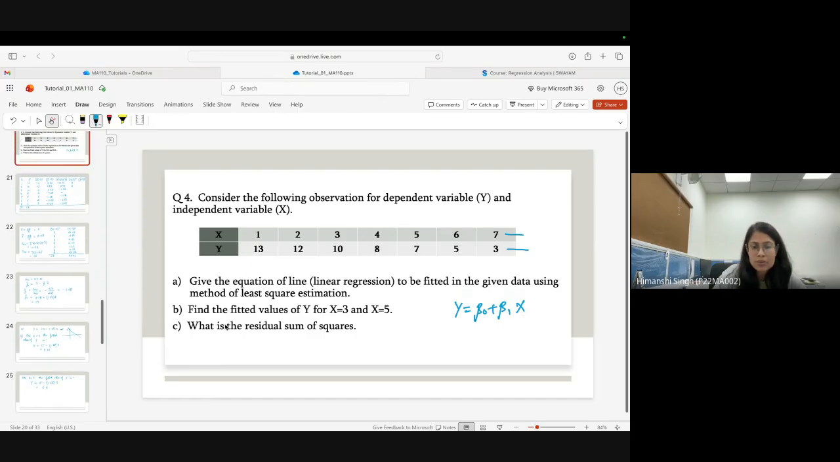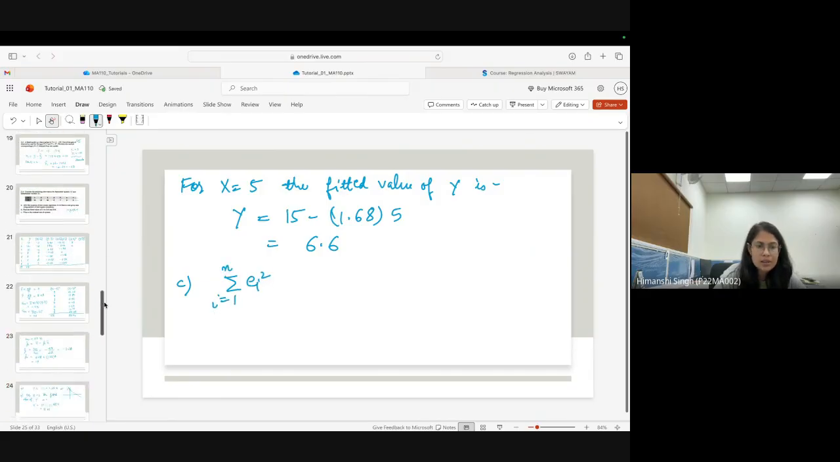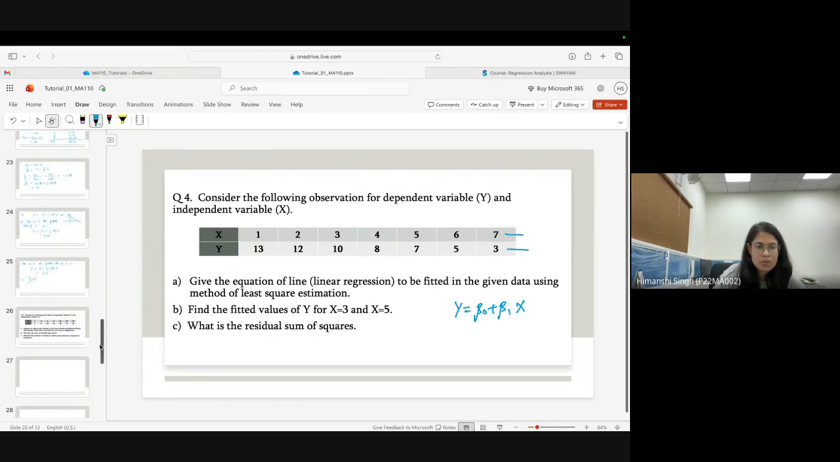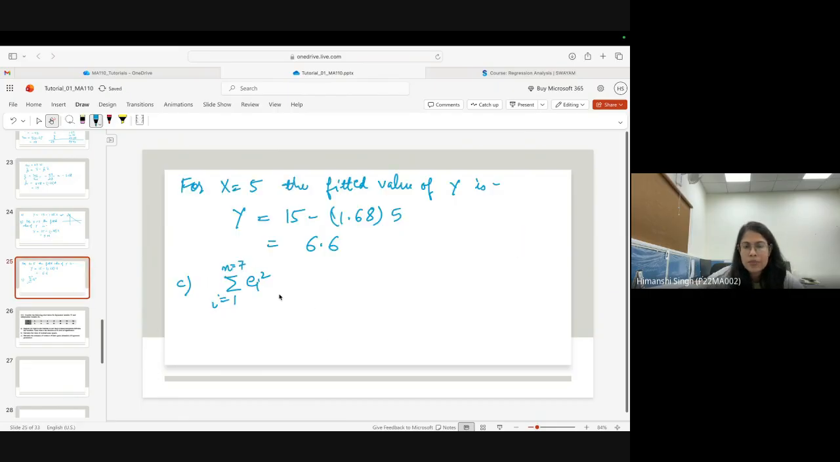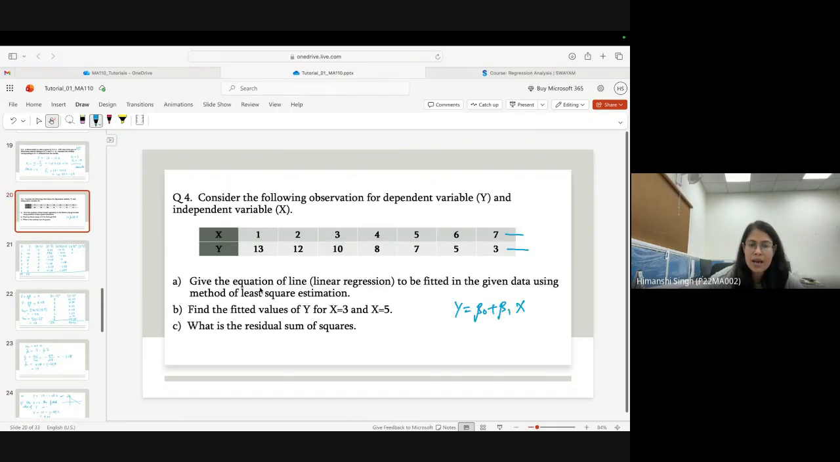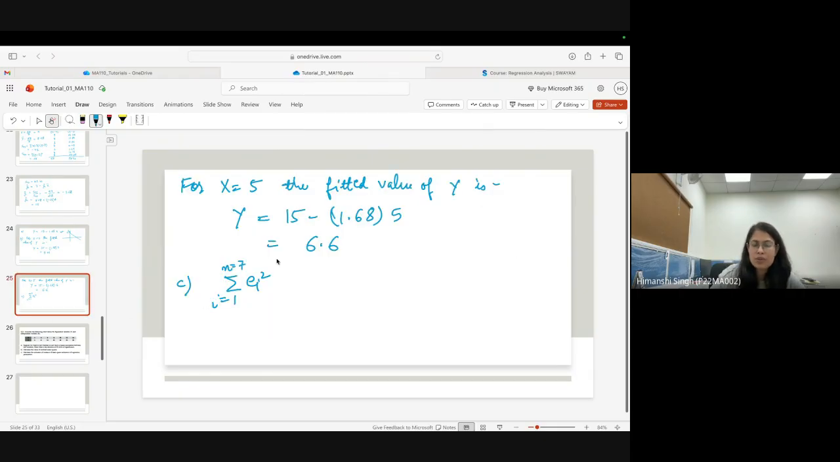In the next question, it is asked: what is the residual sum of squares? Residual sum of squares is the sum of ei square, i going from 1 to n. What is n here? How many observations do we have? 1, 2, 3, 4, 5, 6, 7. Seven observations. There are two ways to find it. The first way is to find the fitted y for each observation, find the difference, square them, and sum. The other way: in the derivations we got an expression that the summation of ei square is equal to... so in the derivation we got this.